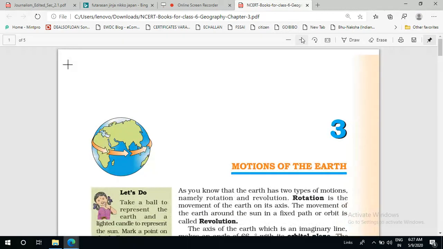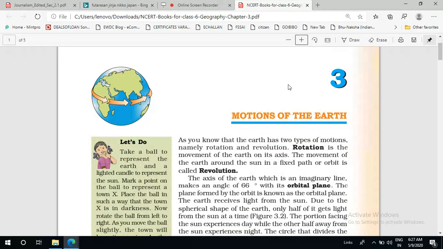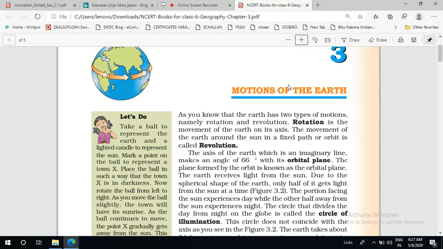In the previous class, we discussed longitudes and latitudes, and in this chapter, we will discuss the motions of the Earth. These motions have been discussed earlier also, during the discussions in the first and the second chapter, and now we will discuss the motions of the Earth in a very detailed manner.